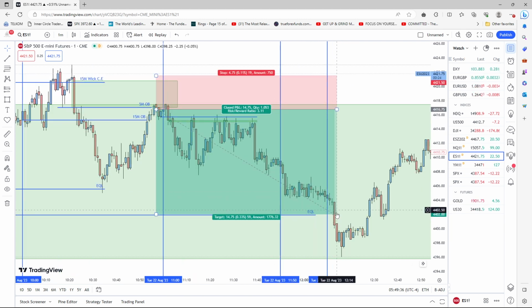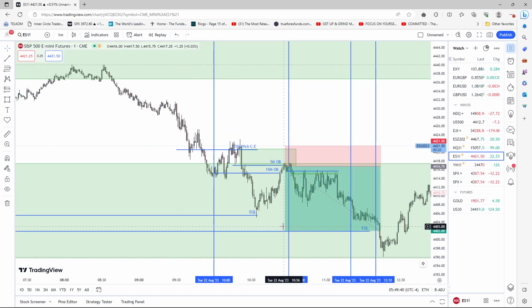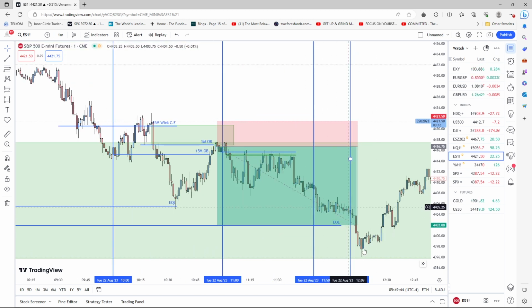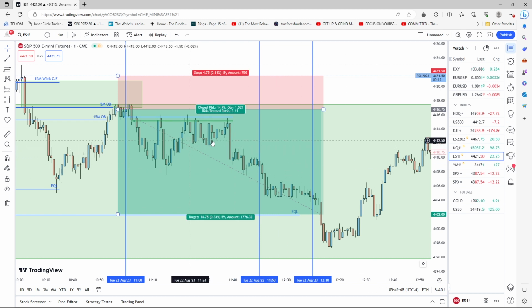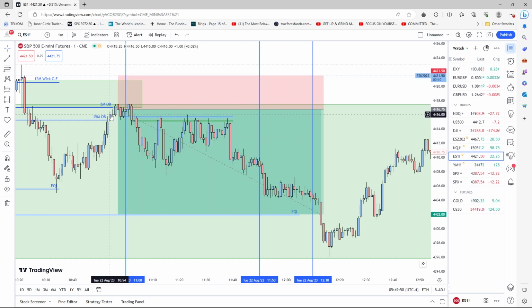And then price rallied down, cleared all your levels. Simple as that. So that would be one example of how you could, that's two examples of how you could take a silver bullet position.